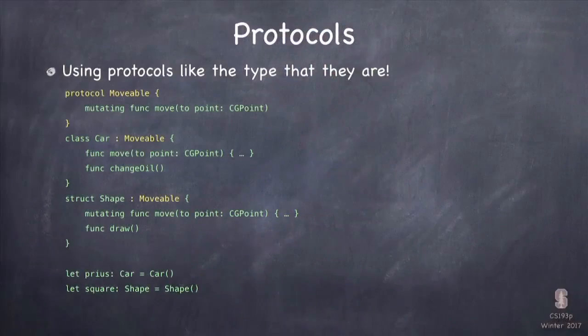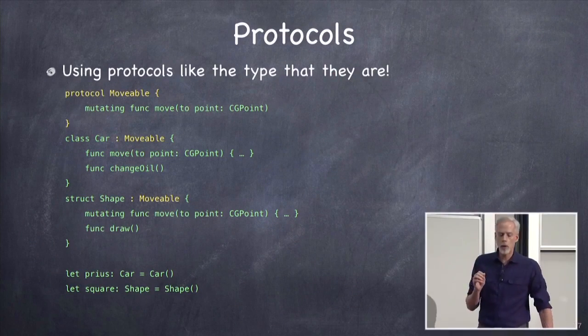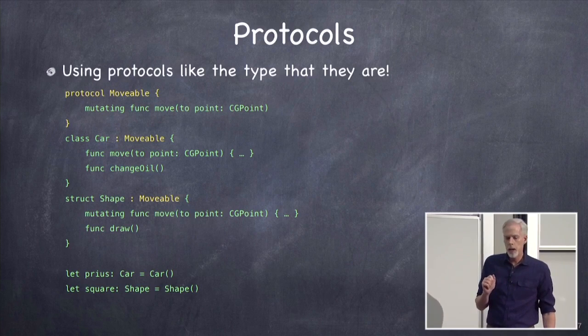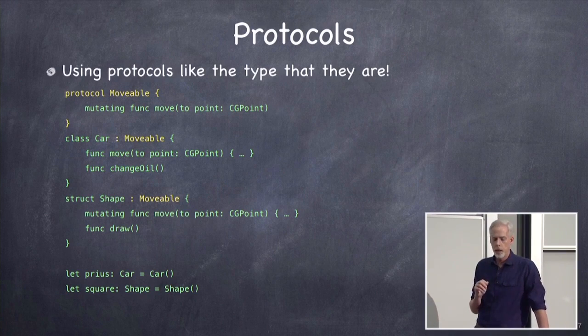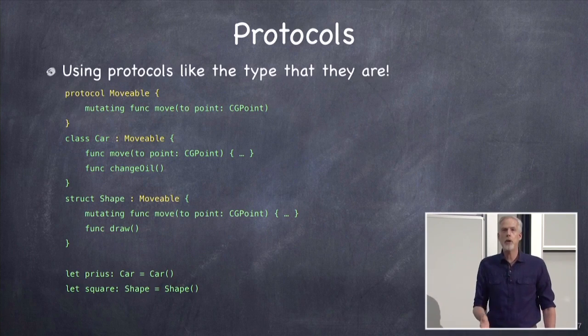Let's talk about protocols being types. What do I mean when I say a protocol is a type? So I got an example here. I've got a protocol called Movable, and it just has one function in it, a mutating function called moveToPoint. Now I have two data structures here. One is a class called Car, and it's Movable. The car is Movable, but the car has other methods like changeOil. You can change the oil of the car.